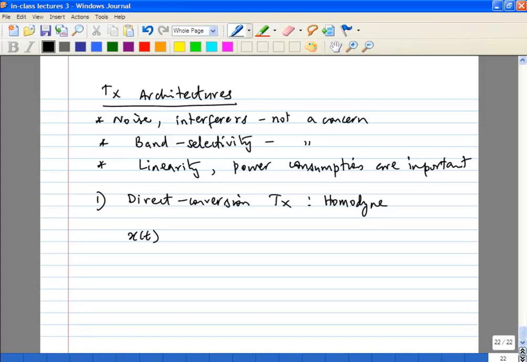we talked about a band pass signal x of t, right? It can be represented in polar form as, so A of t is the amplitude modulation and phi of t is the phase modulation. You remember this, we talked about it briefly probably a month and a half ago, okay?